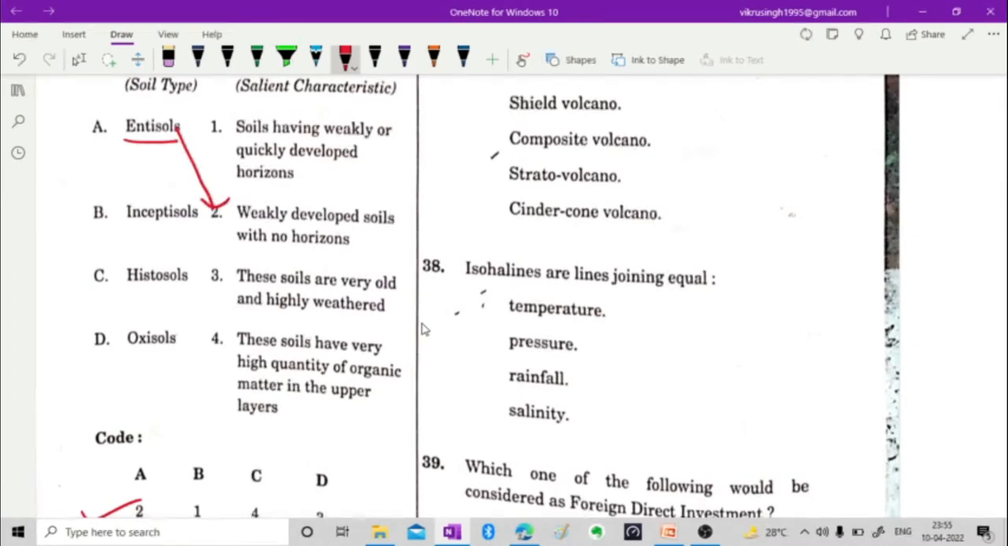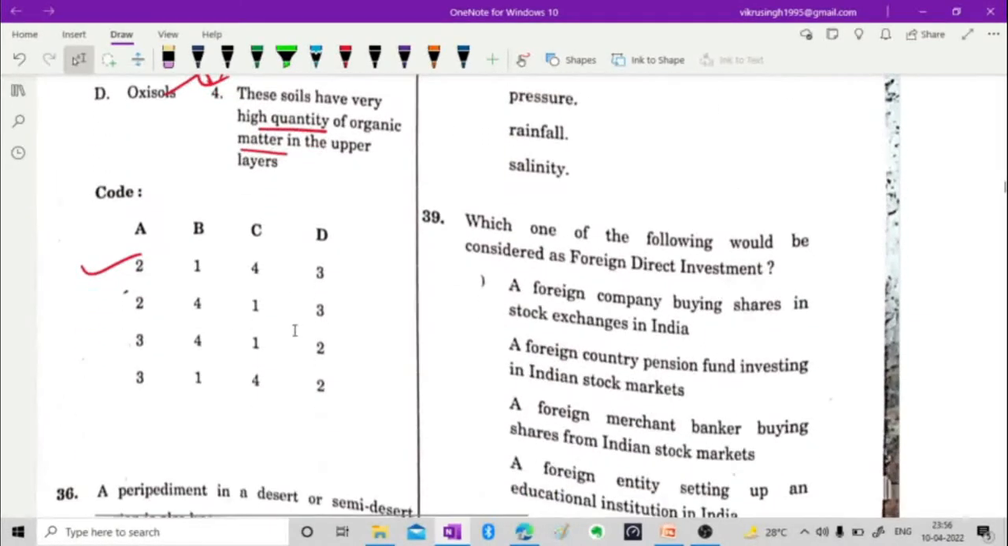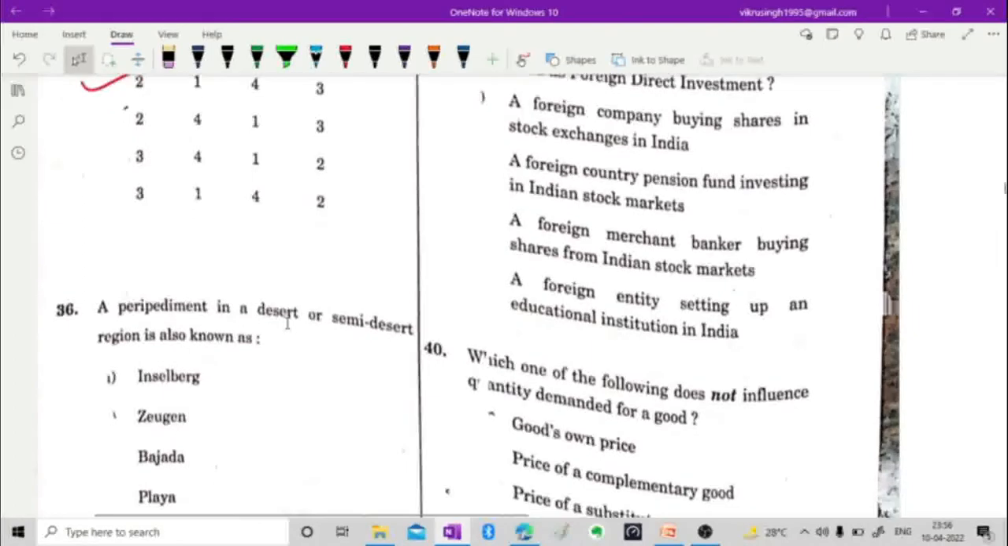What is entisols? This is the weakly developed soil with no horizons. And what is inceptisols? These are the soils having weakly or quickly developed horizons. What are histosols? Histosols have a very high quantity of organic matter. Oxisols are very old and highly weathered. The correct option is A.